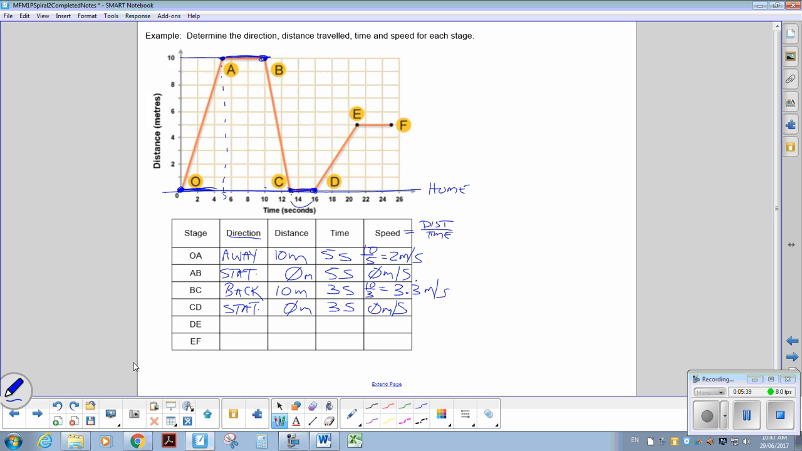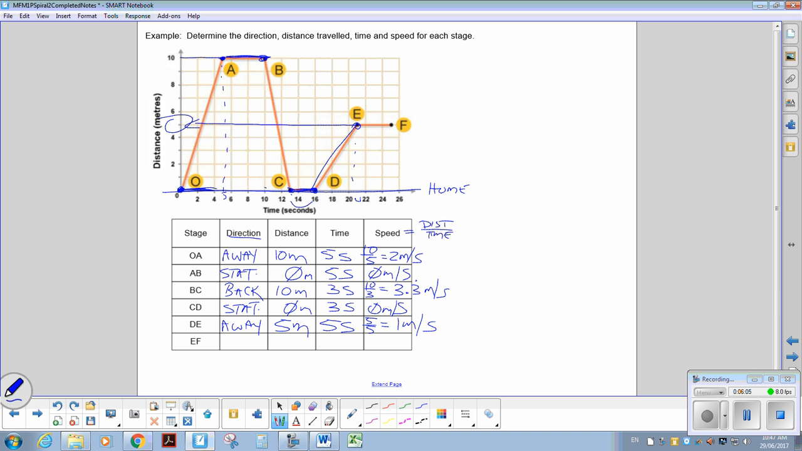D to E. So we're moving away again. How far did we go this time? We went 5 meters forward, or 5 meters away. We did it in, looks like 21. So 16 to 21 is 5 seconds. 5 divided by 5, so your distance divided by time. So we're moving at 1 meter per second.